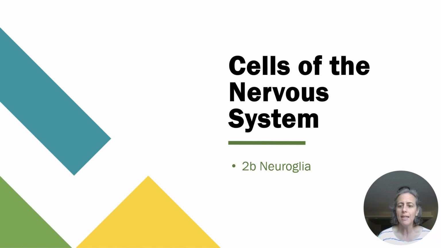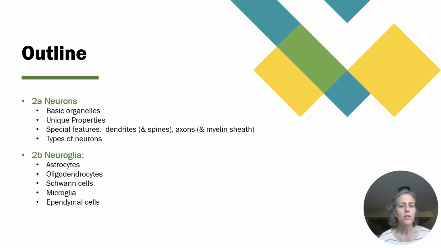Hi, everybody. Welcome back. It's Dr. Hall, and we're going to continue lecture number 2 on the cells of the nervous system, focusing now on neuroglia. So if you remember our outline, there are 5 types of neuroglia that we're going to talk about in this order. So let's get started.